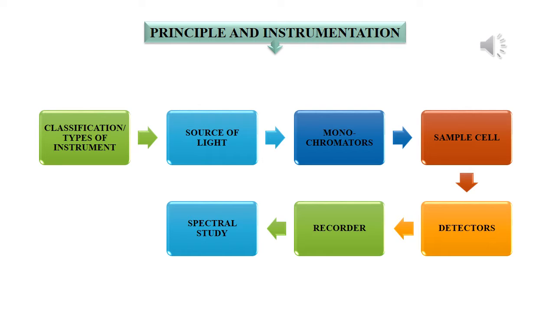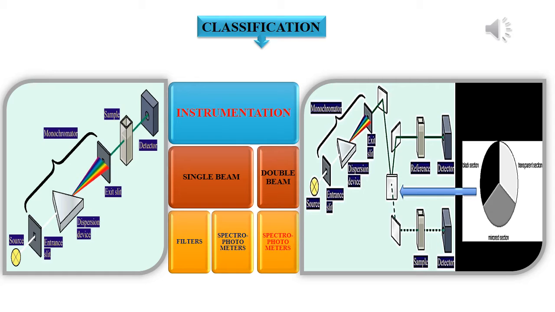The flowchart represents the steps involved in the discussion on instrumentation. First is classification or types of instrument, then source of light, monochromators, sample cell, detectors, recorder and spectral study. One by one we will discuss in the coming slides. Now we will discuss the classification of UV visible spectrophotometer. UV visible spectrophotometer is divided into two types, a single beam instrument and a double beam instrument. Single beam instrument is of two types, filters and spectrophotometers, whereas double beam is only spectrophotometers.